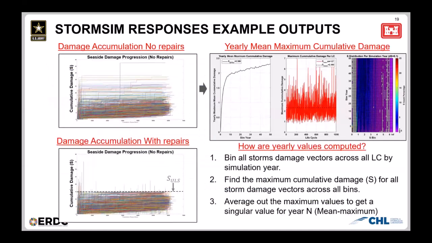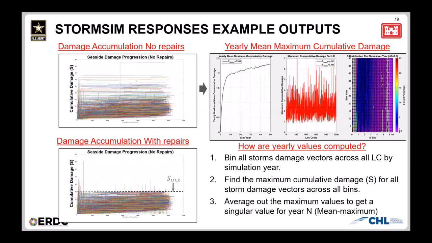So here are some example graphical outputs that you can get for the lifecycle simulation module, specifically the Coastal Rubble Mound module, right? So on the top left side, we have there a damage accumulation plot, in this case for the seaside of the structure, and it has no repairs being applied to it whatsoever. So you can see how all the damage curves across all the life cycles are just left freely to keep growing as damage keeps accumulating over time.